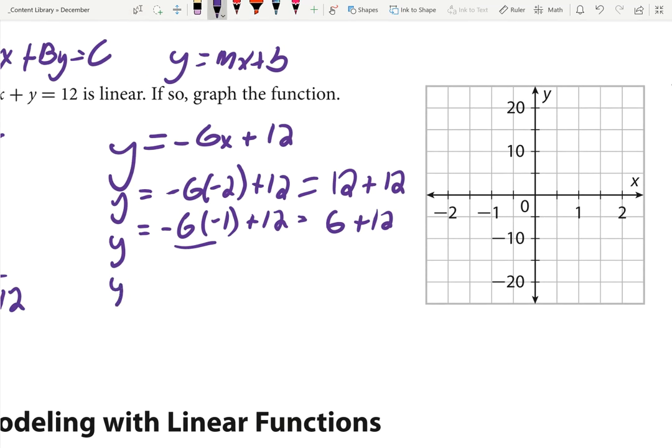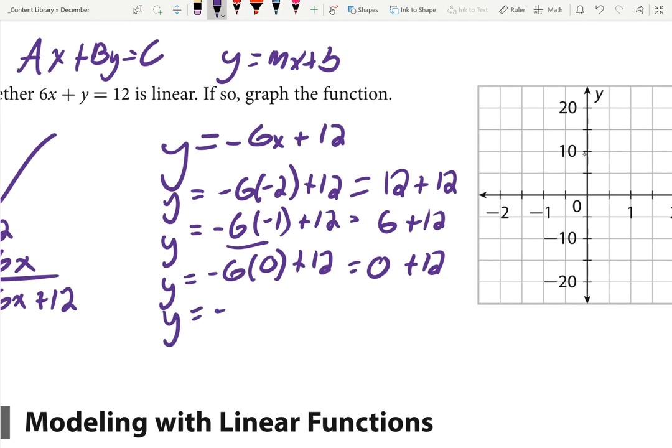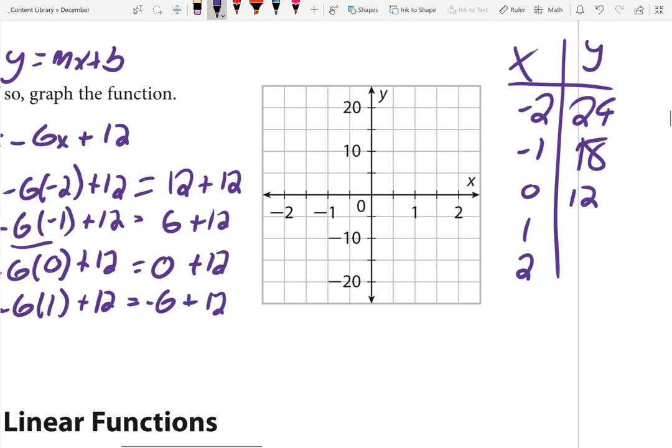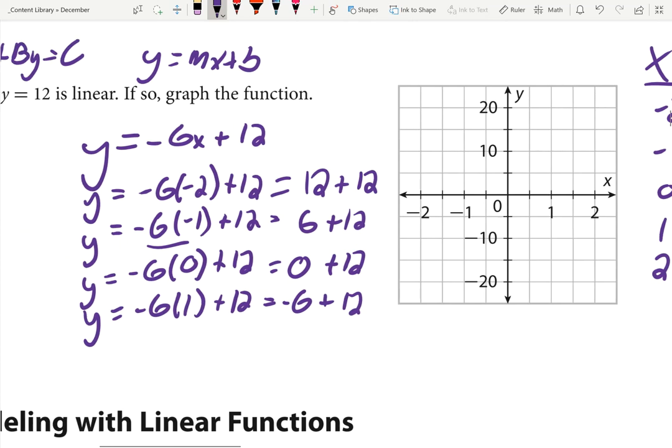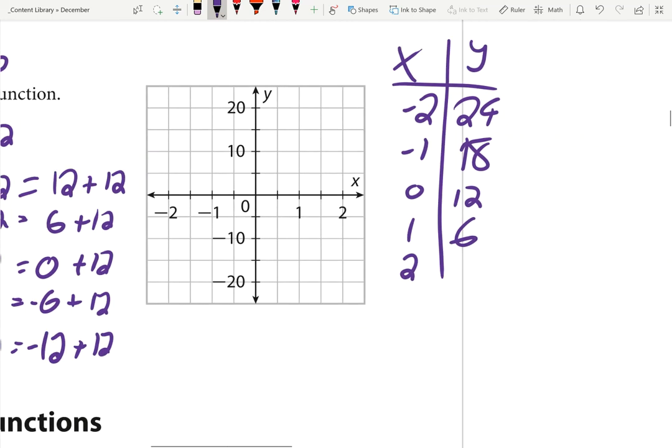Now let's plug 0 in. Y equals -6 times 0 plus 12. -6 times 0 is 0, so that's just going to be 0 plus 12, which of course is 12. If I plug 1 in, -6 times 1 plus 12. -6 times 1 is -6, and -6 plus 12, that's going to make a positive 6 as an answer. So there's the next point. And then I have -6 times 2, plug in 2. So -6 times 2 is -12 plus 12, which makes 0. -12 plus 12 is just 0. So there are my ordered points to graph.